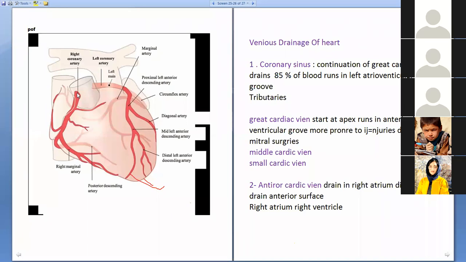One is called the right coronary artery. The second one is called the left coronary artery. Can you guys see it?